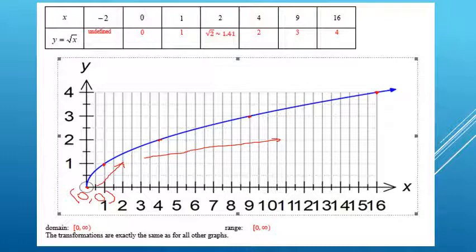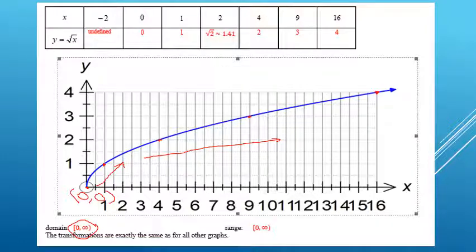Alright, so we say the domain of this graph: the smallest value of x that we can use is 0, and we can use 0, so put a square bracket, 0, comma, and there's no positive number I can't put there, so we can go all the way out to positive infinity. So that's our domain.